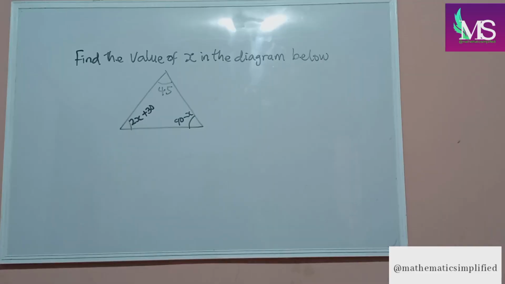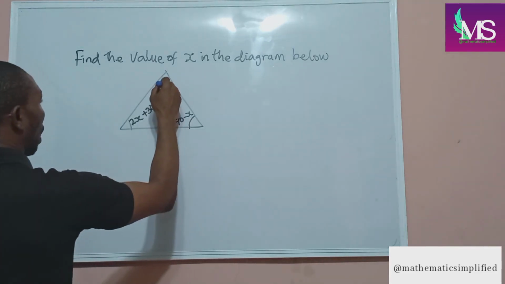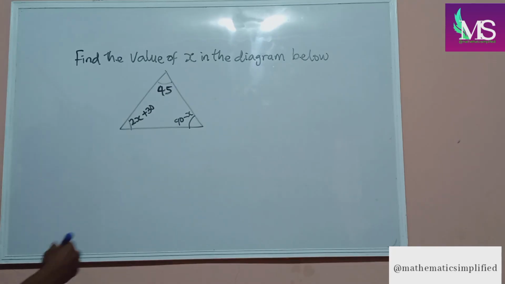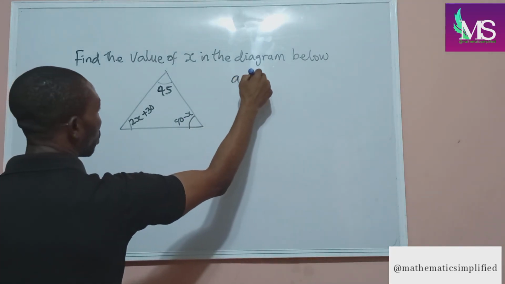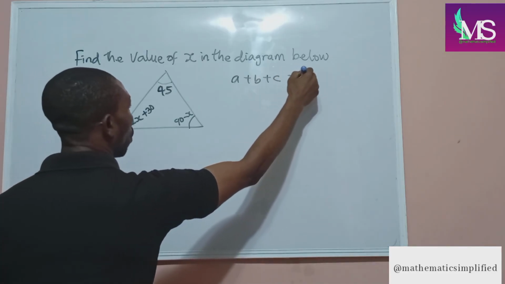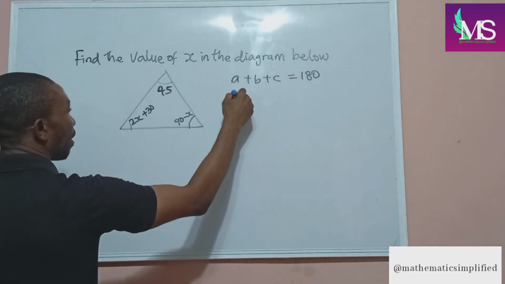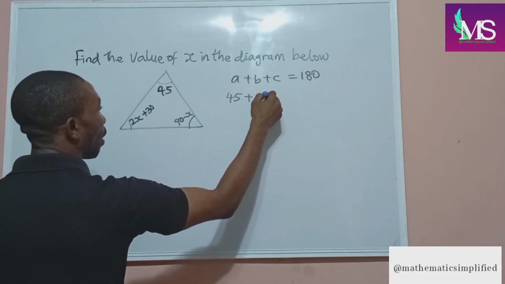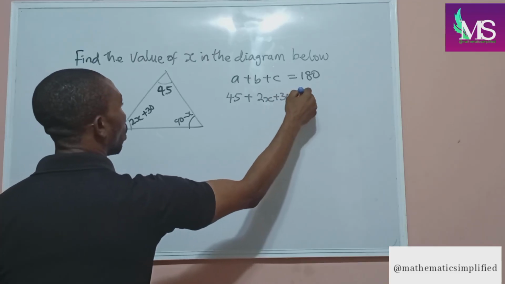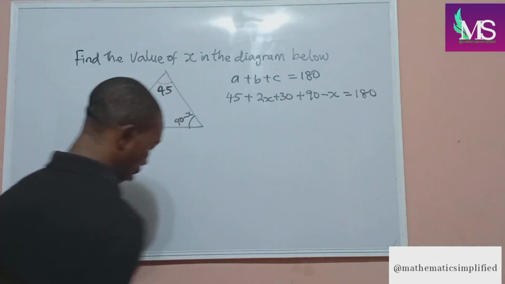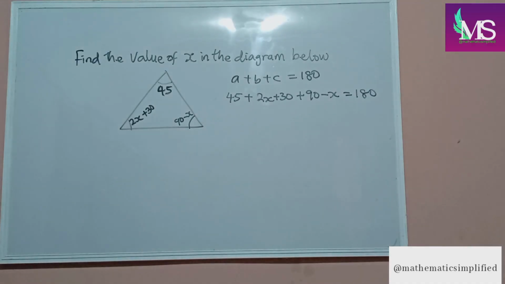Our next question says, find the value of x in the diagram below. We all know that this is a triangle, and in a triangle, the sum of angles equals 180. That means angle A plus B plus C equals 180. In this, we are going to have 45 plus 2x plus 30 plus 90 minus x equals 180. In doing this, let's collect our like terms.